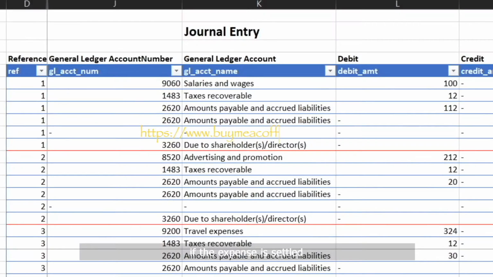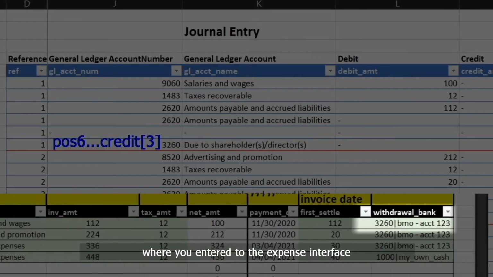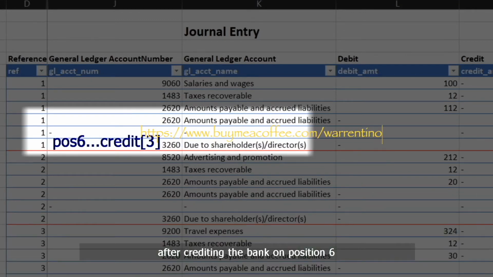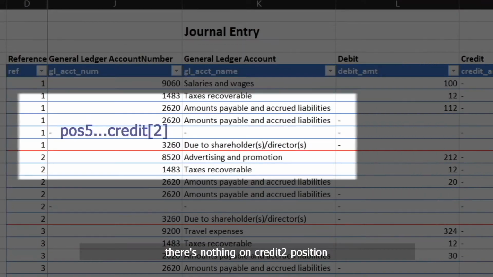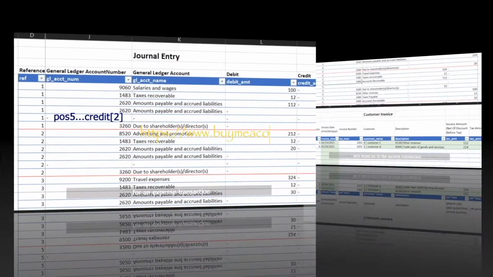If the expense is settled on the same day of the invoice, then we credit the bank account that you enter in the expense interface. After crediting the bank on position 6, we have to debit the accounts payable on the debit 3 position. There's nothing on the credit 2 position for an expense transaction.